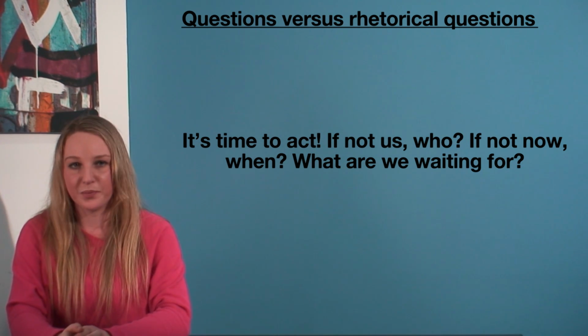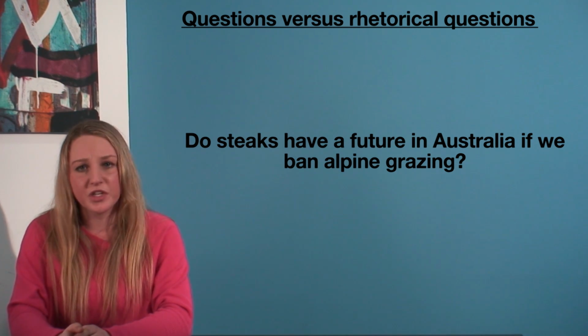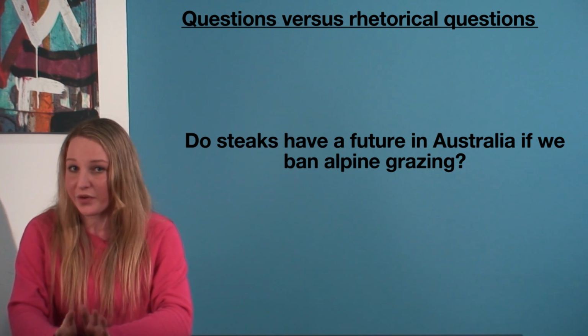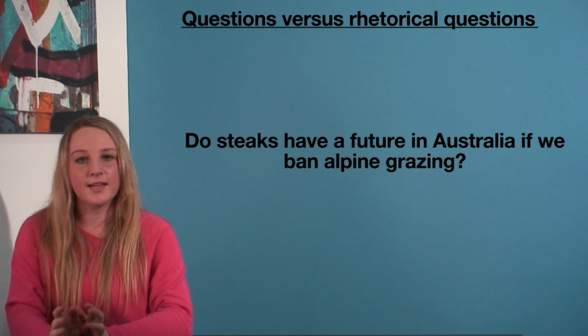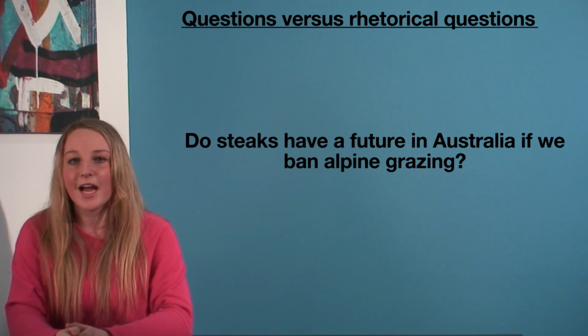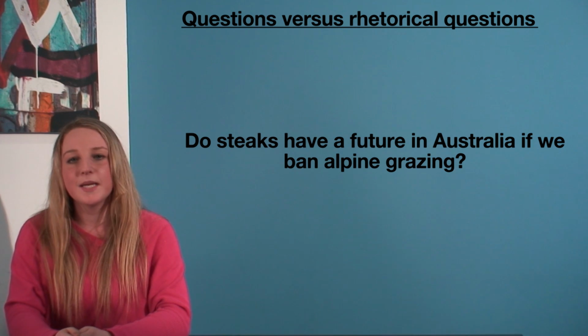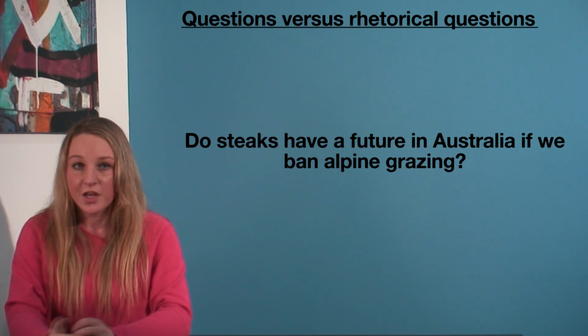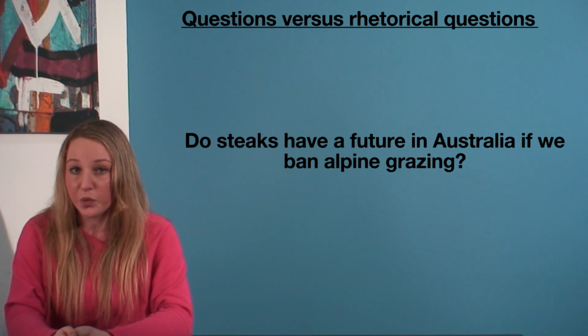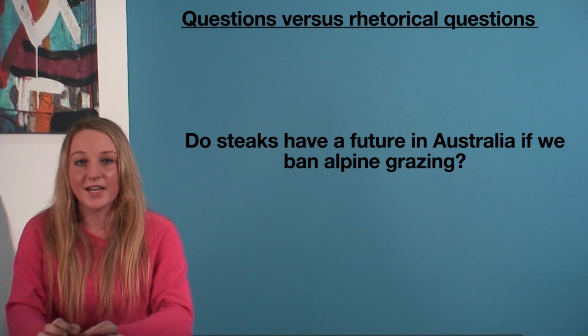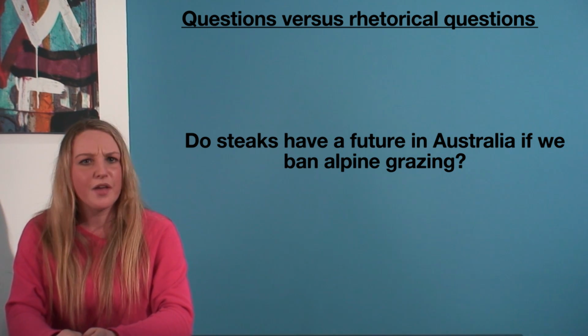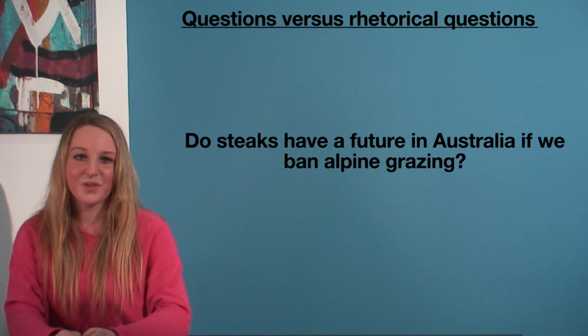Alright, another example. Do steaks have a future in Australia if we ban alpine grazing? This one's a little harder to tell, and you would really have to use the context around the question. But from what's here, it seems much more likely to be a question which is being used to drive the article forward by posing a question that the reader is genuinely interested in. Are there steak dinners under threat?